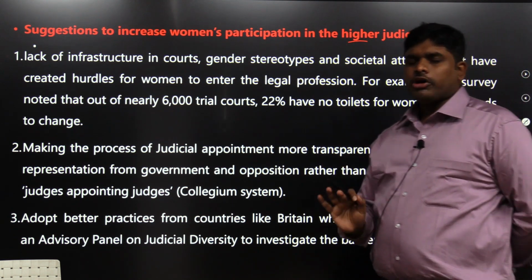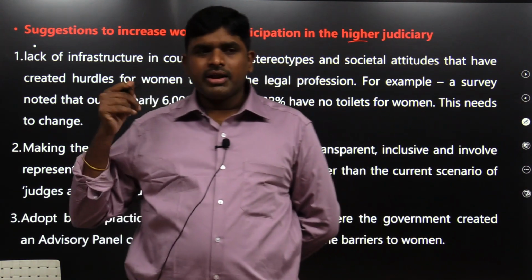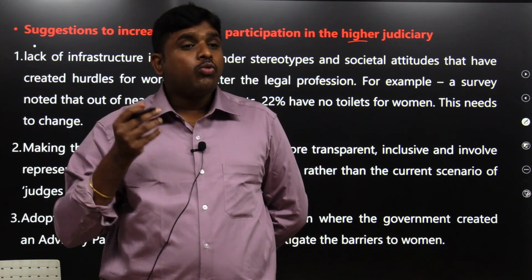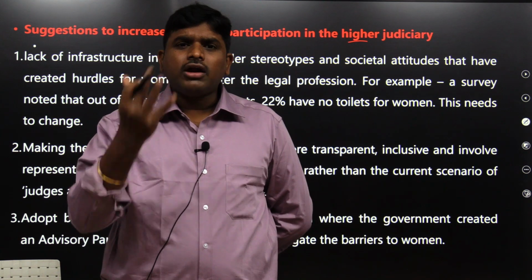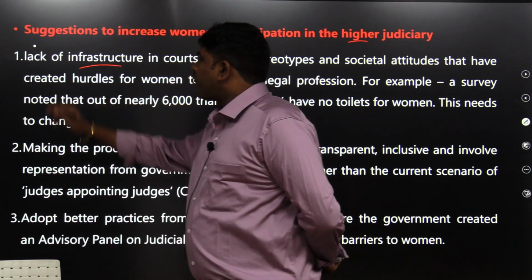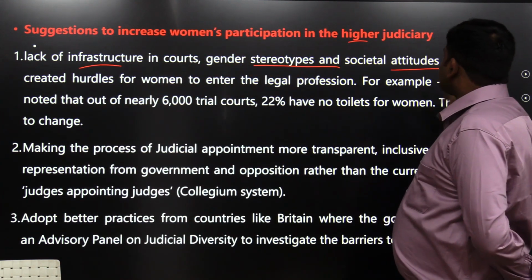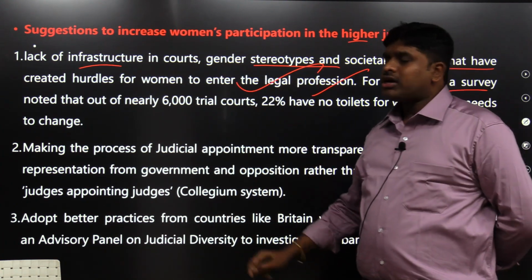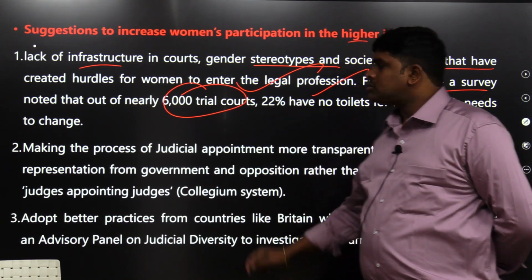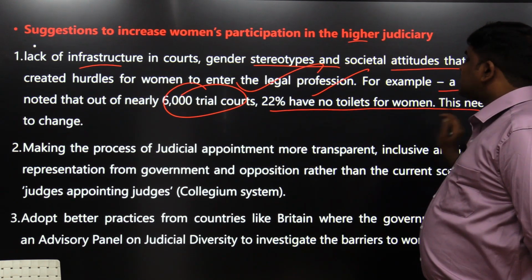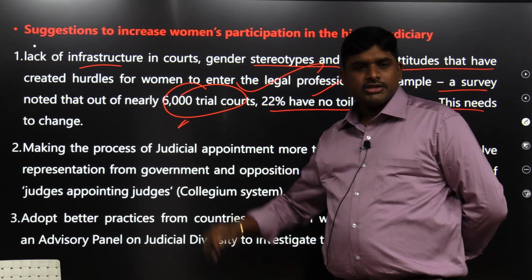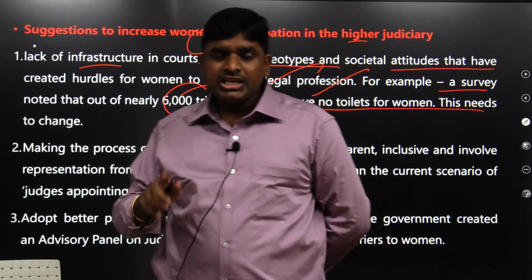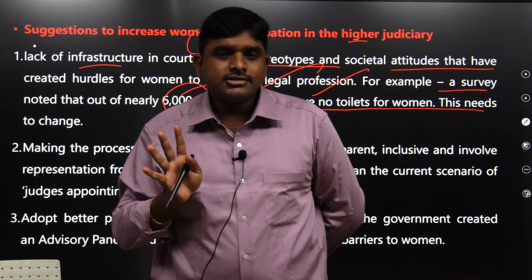Suggestions. First thing you have to do, N.V. Ramana gave the judgment. First, lack of infrastructure in courts. What type of infrastructure, sir? Toilets. Lack of infrastructure in courts, gender stereotypes, and societal attitudes have created hurdles for women to enter the legal profession. A survey noted that of nearly 6,000 trial courts, 22% have no toilets for women. This needs to be changed. So the infrastructure level needs to be changed. When the infrastructure level is changed, there will be an impetus.